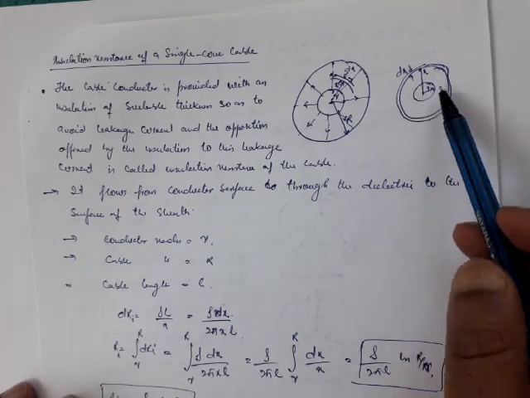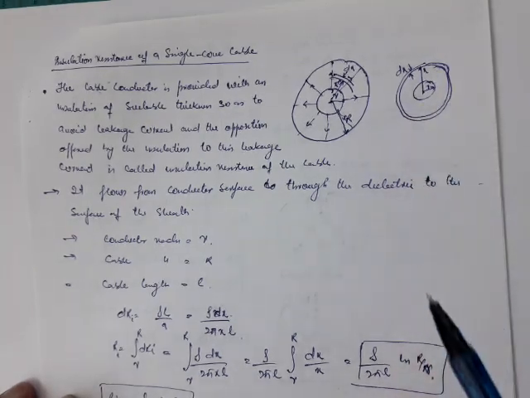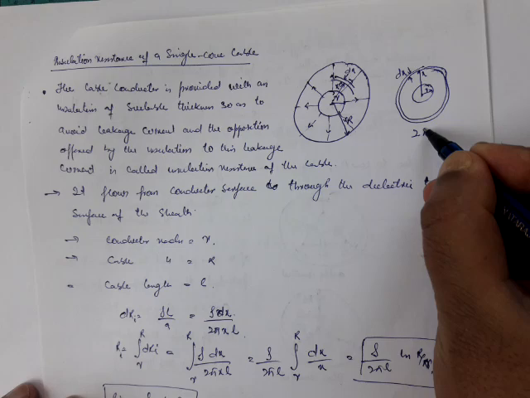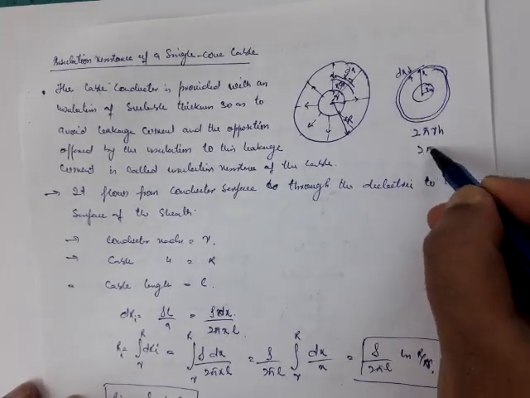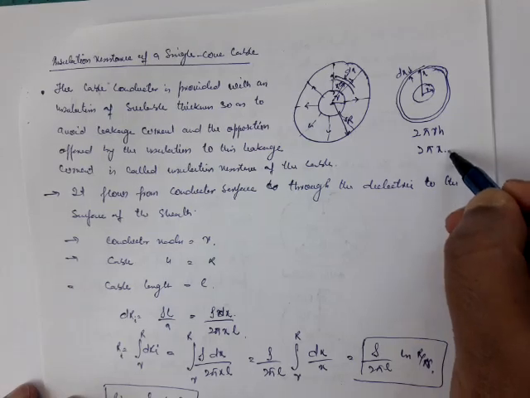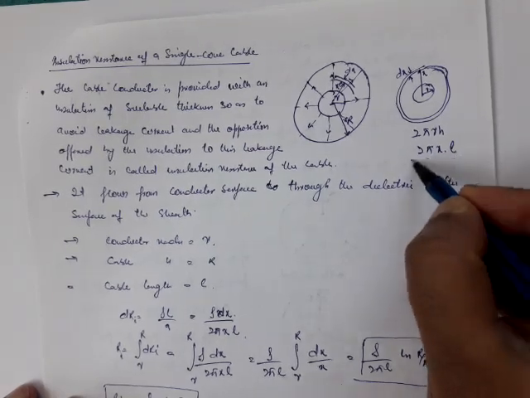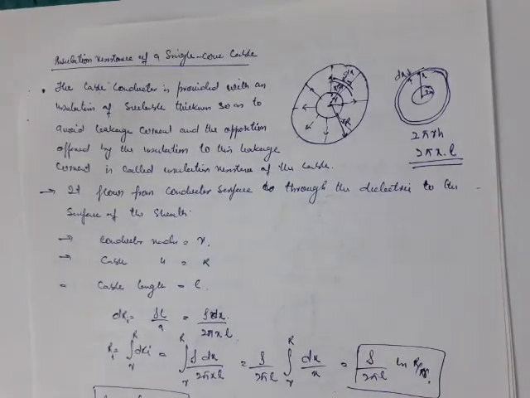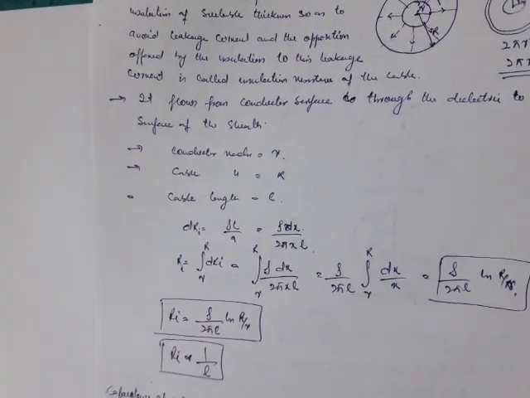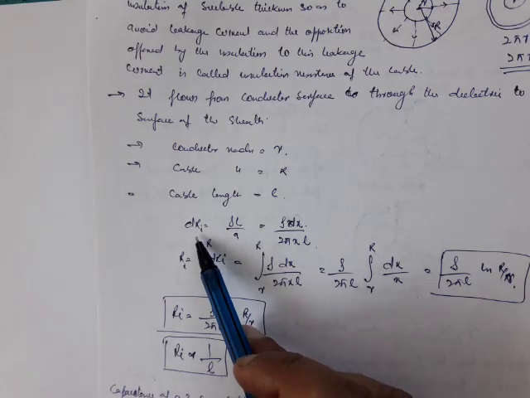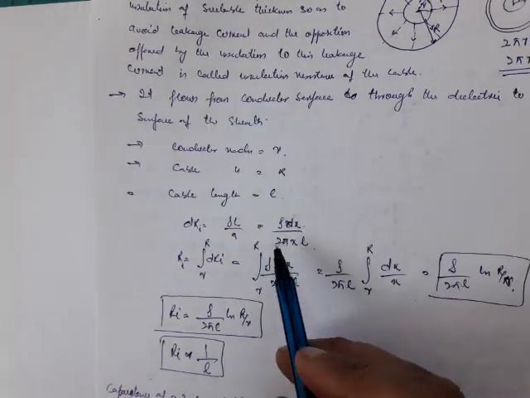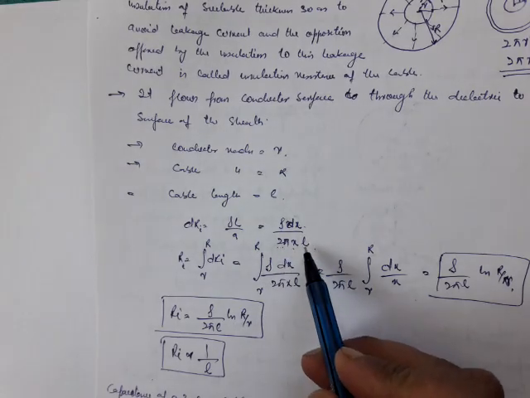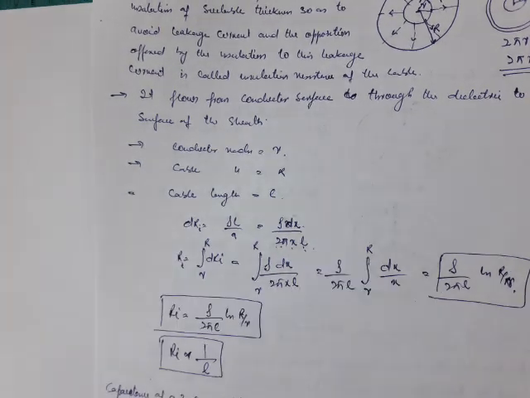And what is the area? Area will be the curved surface area of the cylinder. That area will be equal to 2 pi r h, where in this case r is equal to x, that is 2 pi x into h, and h is the actual length of the conductor, not the length through which the current flows. So this dR, that is the insulation resistance at x, will be equal to rho dx divided by 2 pi x into L.